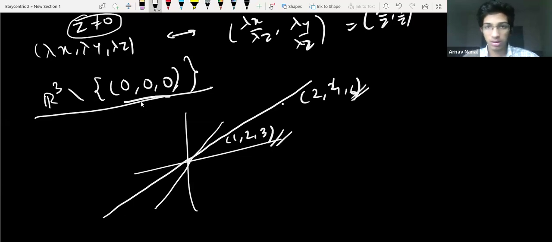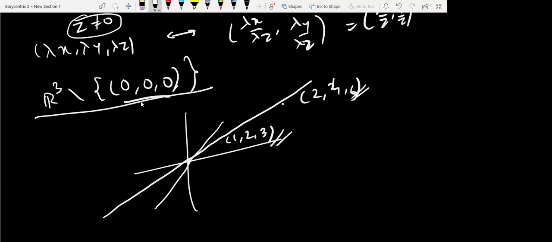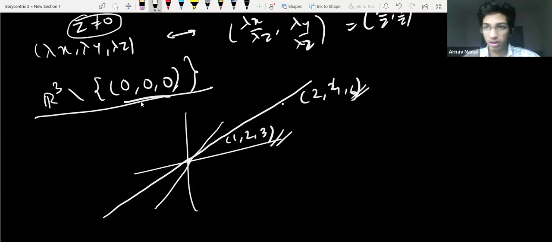So these you can represent by the same line passing through the origin. Is that okay? Yeah, okay. So each point here, or let's say each triplet, you can represent by some line in 3D passing through the origin.